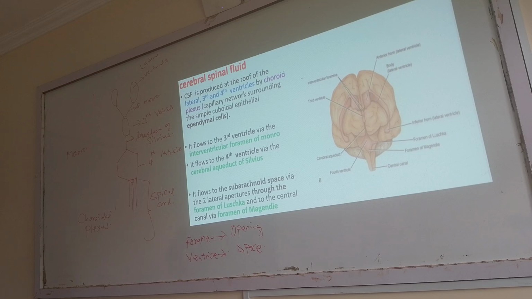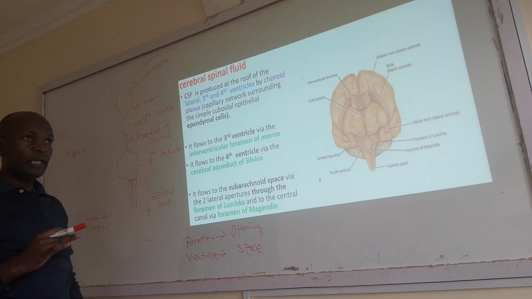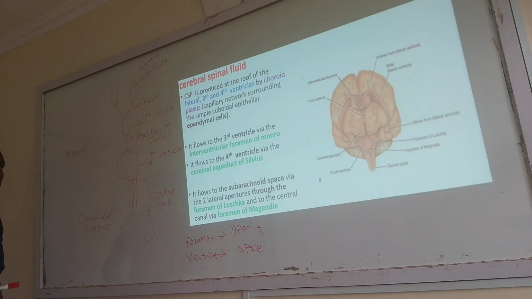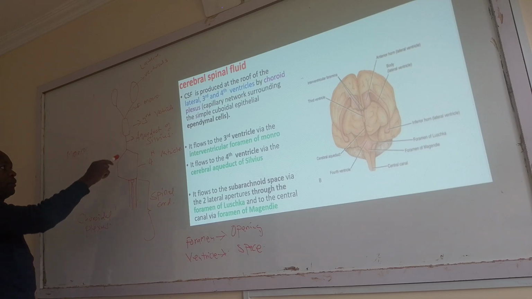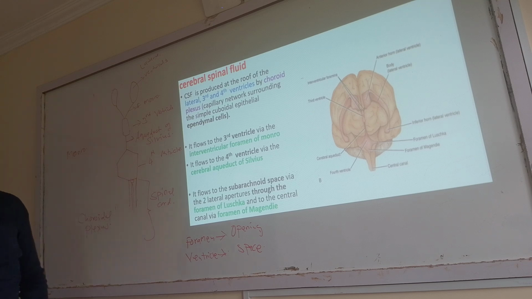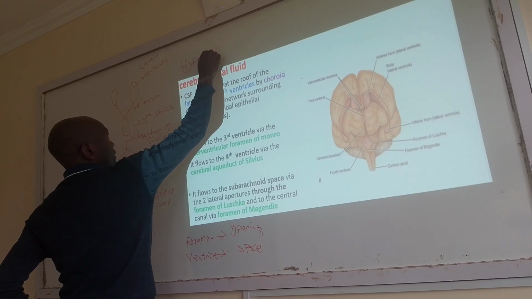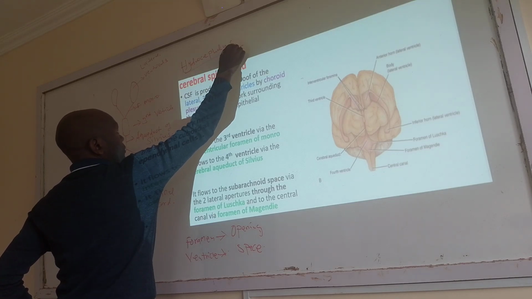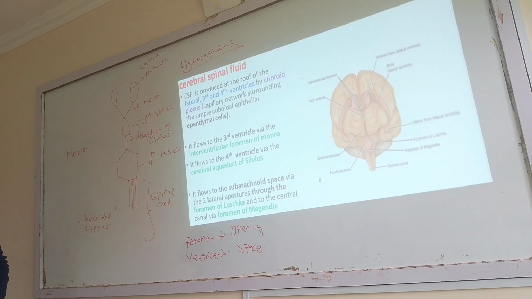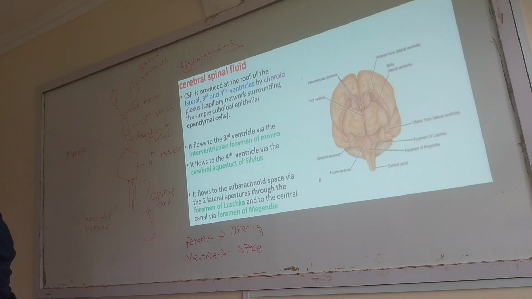One clinical importance of this foramen here is that it is very narrow and it is the commonest site of blockage obstructing the flow of CSF from the third ventricle to the fourth ventricle, therefore contributing to a condition we refer to as hydrocephalus. This is a condition where there is excessive accumulation of CSF in the brain.